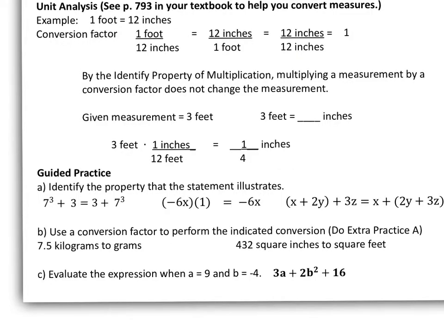Okay, now I'm going to first go over guided practice part A before I teach unit allowances. Okay, identify the property that the statement illustrates. So for the first one, 7 to the third power plus 3 equals 3 plus 7 to the third power. These terms, they are interchanged, so they're switched in location. So we call this the commutative property.